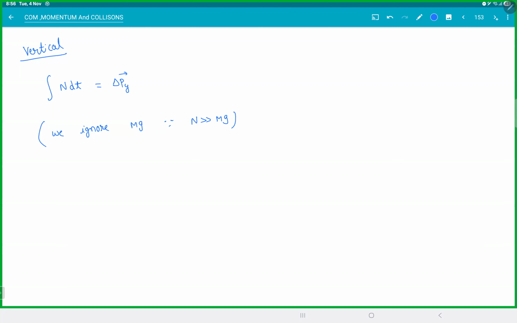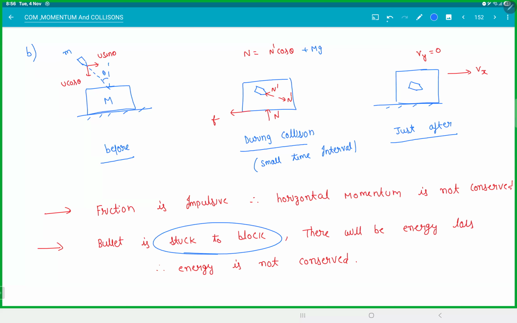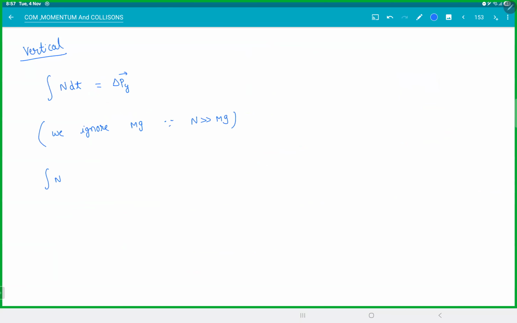What can't we do here? Again, what is my system here? Remember, my system is bullet plus block. We can't conserve energy because it is getting stuck. If the bullet is getting stuck, there'll be some deformation, there'll be heat produced. It's pushing the material and going inside and getting stuck, so it gets hot. It's called an inelastic collision. We will talk about that today. So energies are not conserved when they get stuck, primarily because of deformation.